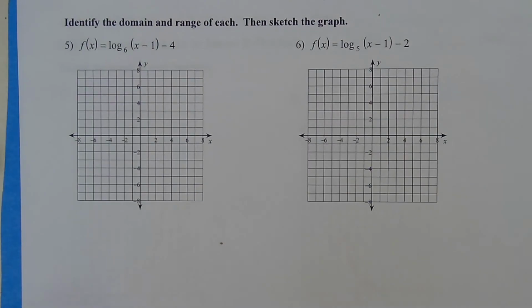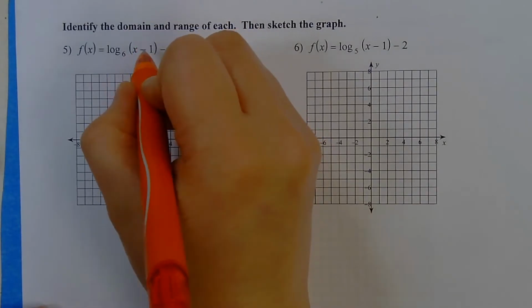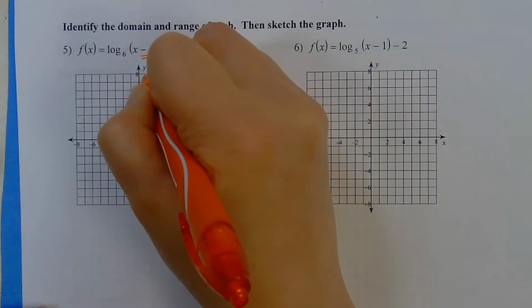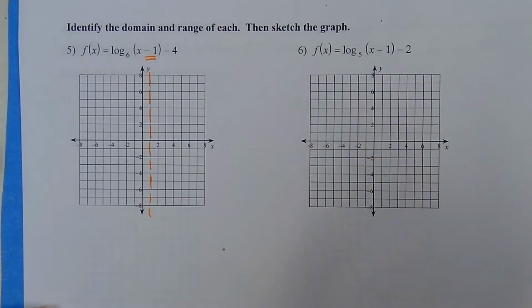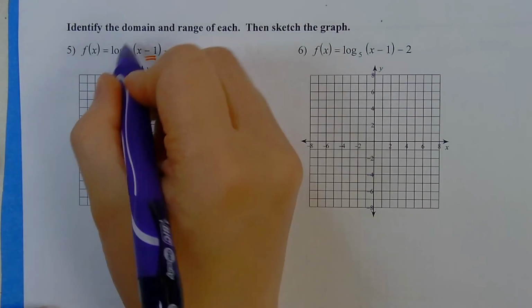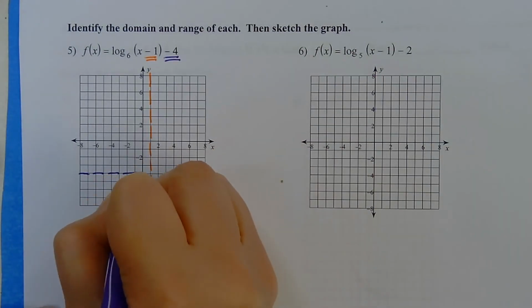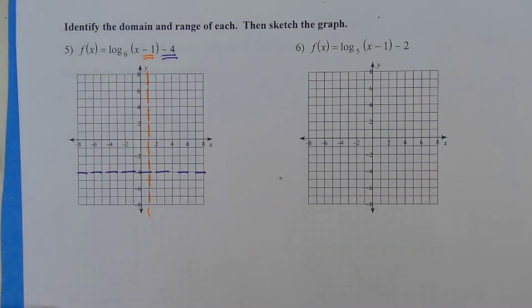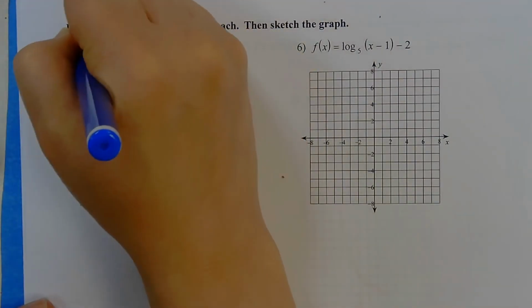All right, so now how do you do that with the log, right? Very carefully. Same thing, just one added step. Okay, so if we take a look right here again, this -1 tells us we're going to shift everything to the right one. And then this one right here, the -4, it's not a part of the x, so then we're going to go down 4. All right, so what we're going to do again is we're going to look at just this part right here.